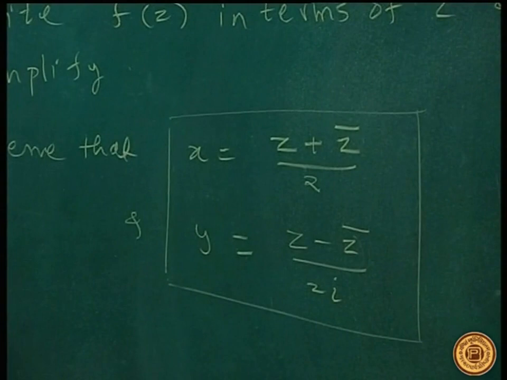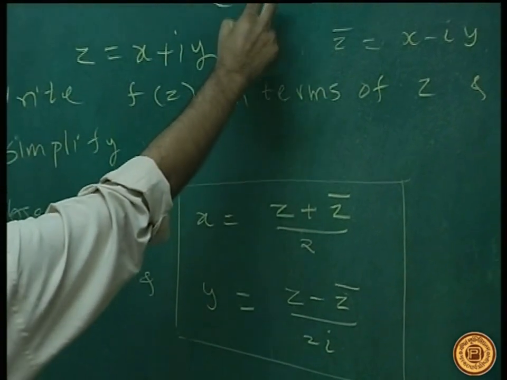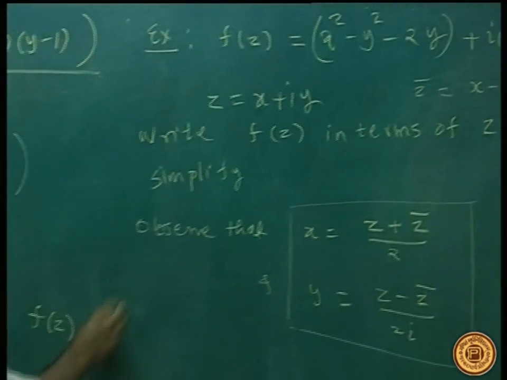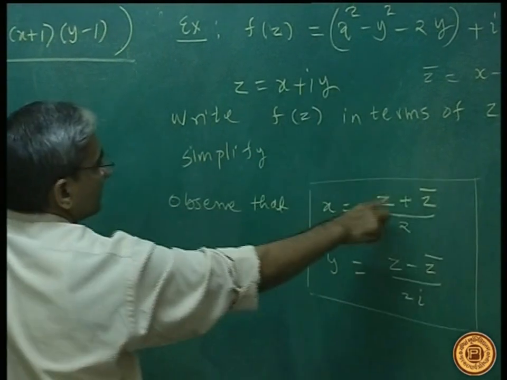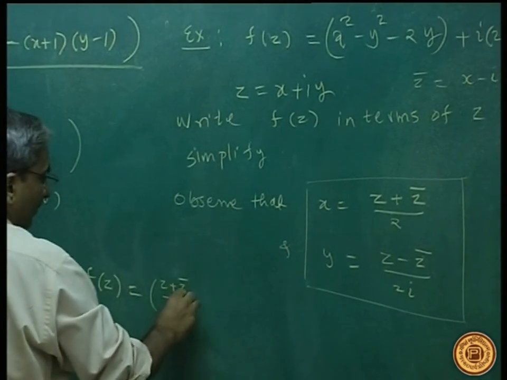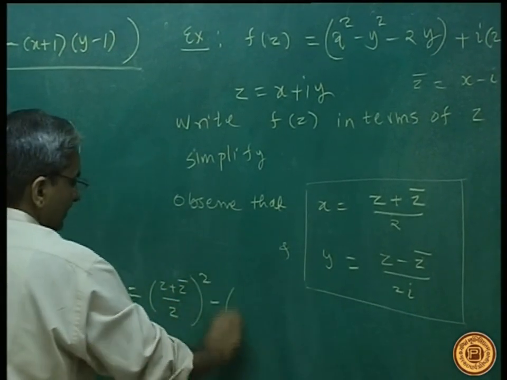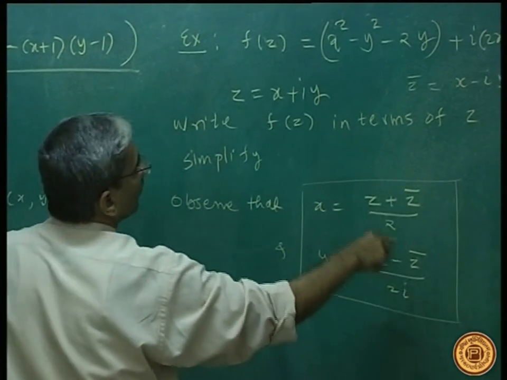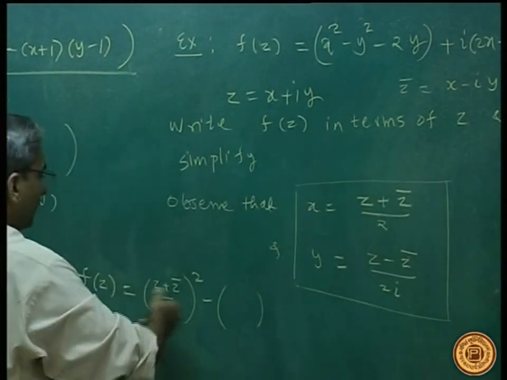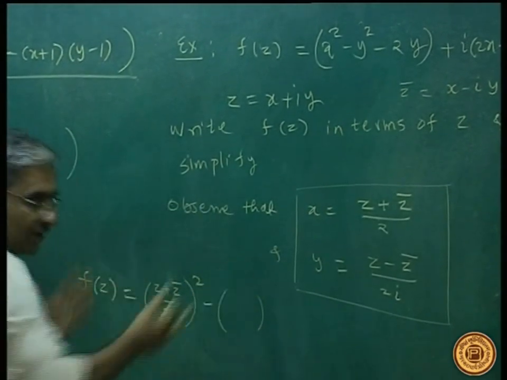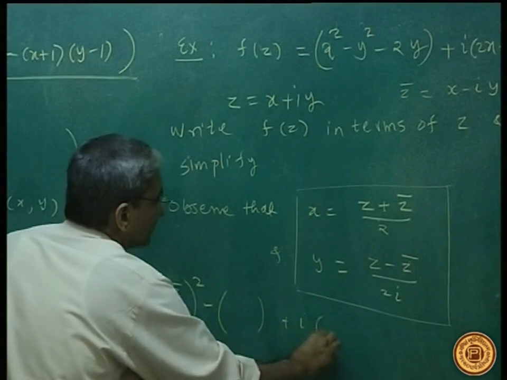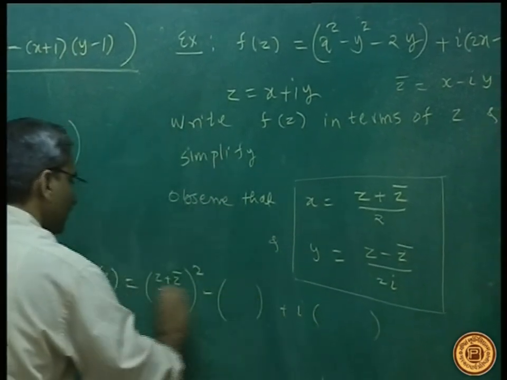One reason is that you can simplify this now and you can substitute x and y. So for example, I can write f(z) now as, there is x, I can write (z plus z bar) by 2 whole square minus y, (z minus z bar) by 2i whole square, and so on. Okay, so do you understand? Now it is just a matter of substituting, and everywhere you will get z, you will not get x and y. So you have found it. So plus i times and so on. So you just plug in now.